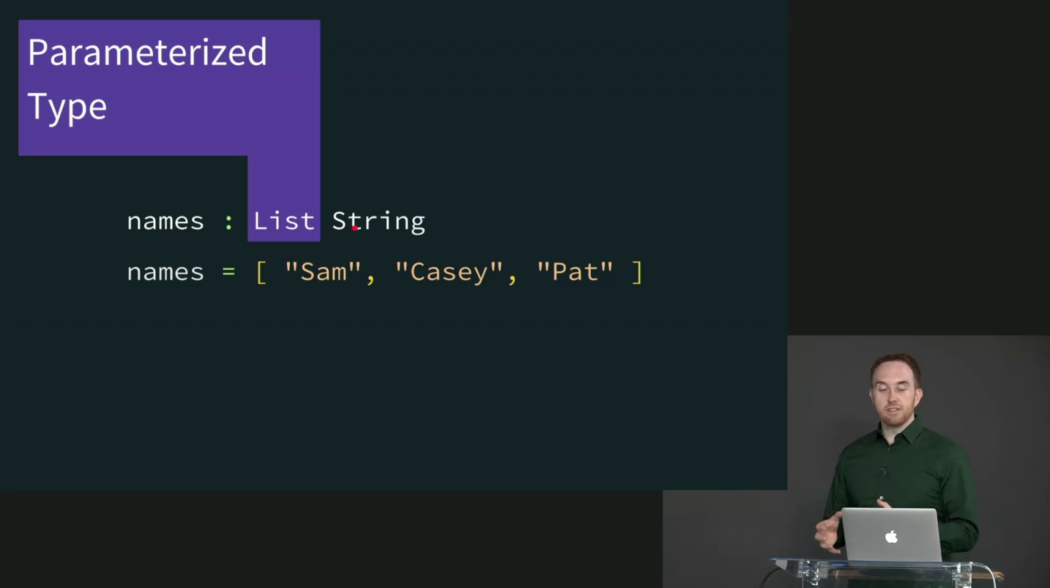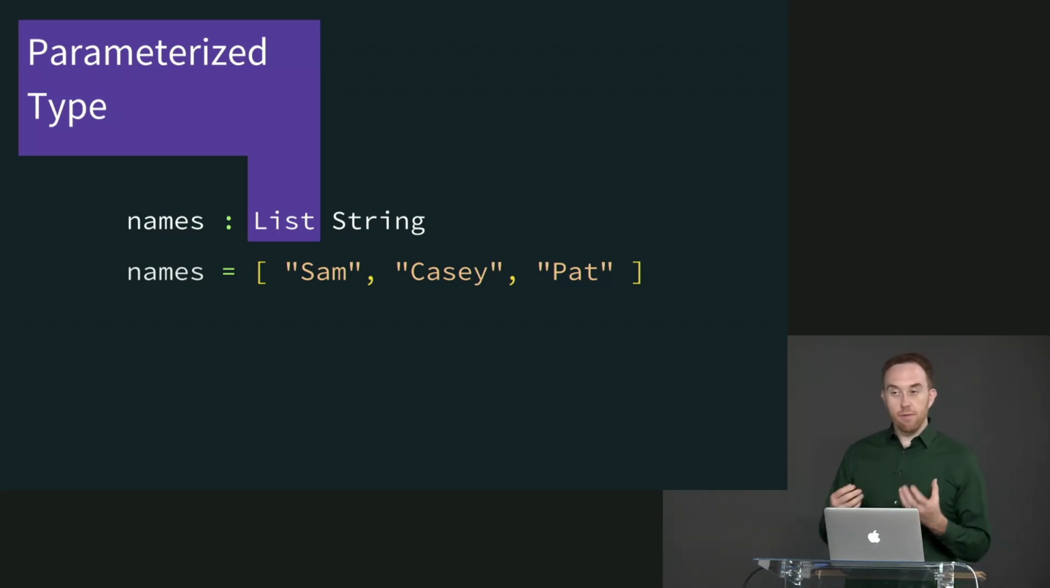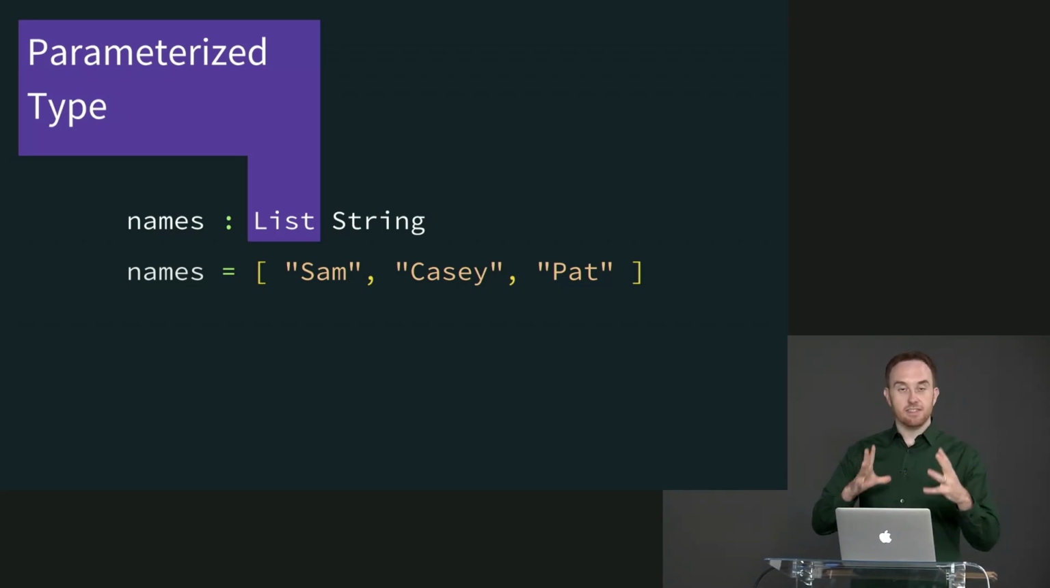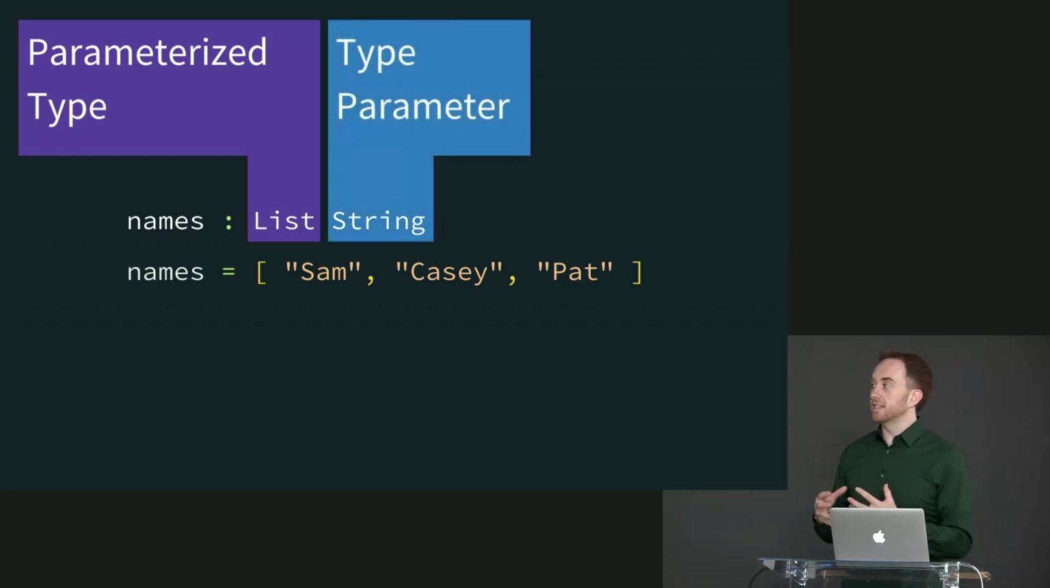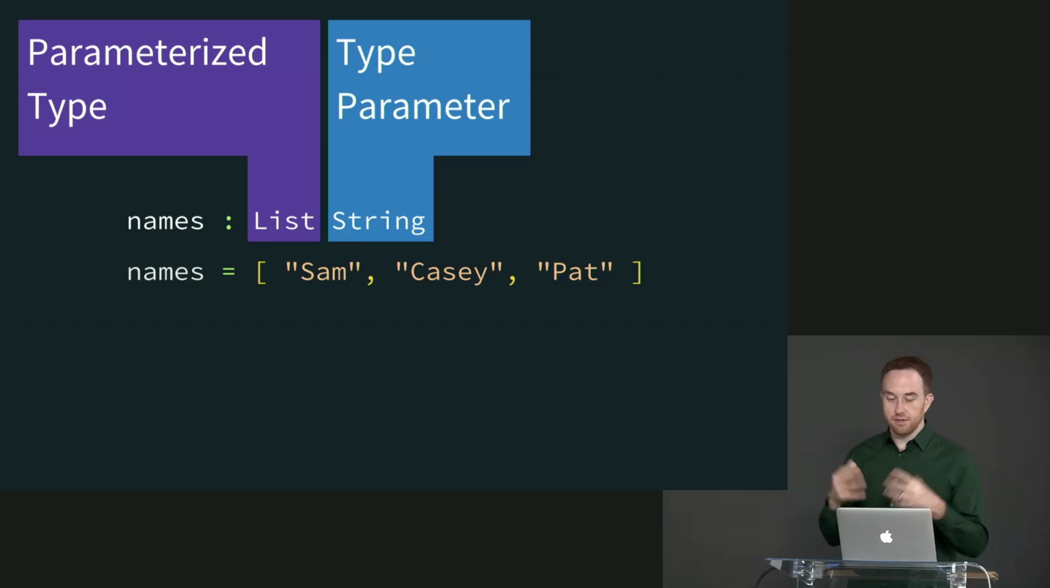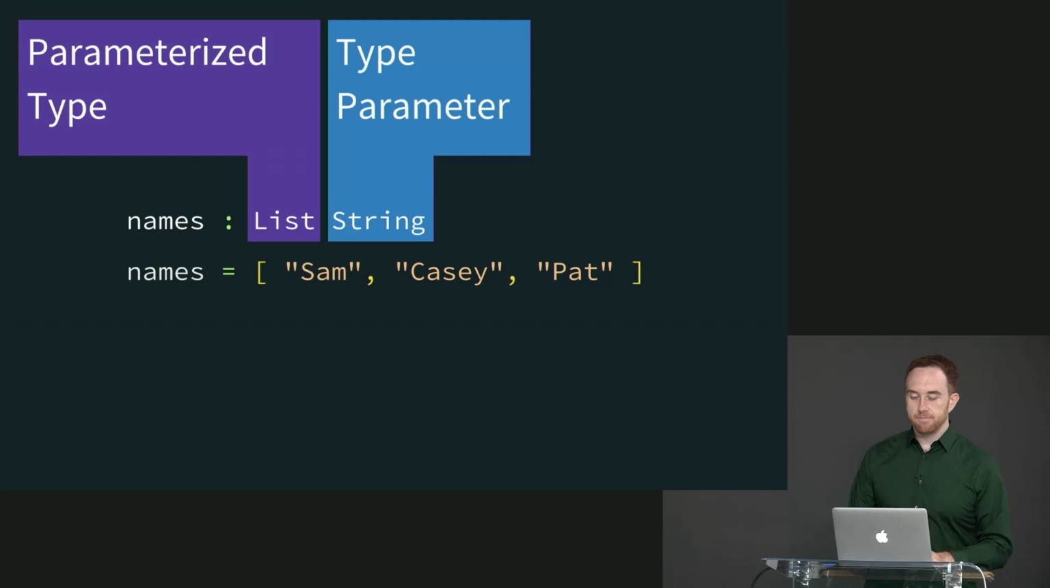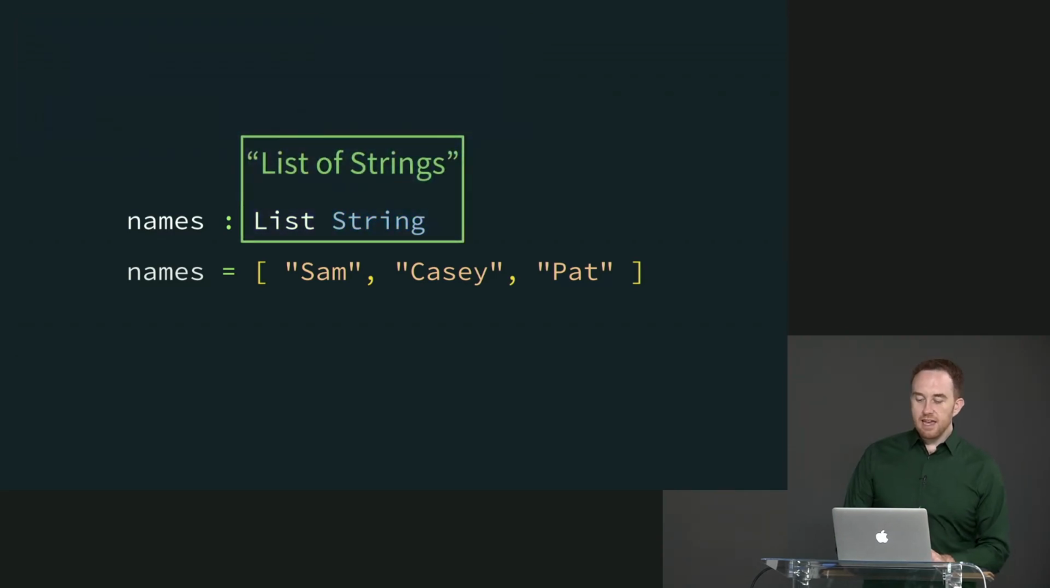That makes lists what's known as a parameterized type. So it's a parameterized type because saying list by itself is not enough. You have to give it some extra piece of information, which is known as the type parameter. So in this case, string is the type parameter that corresponds to the parameterized type of list. And the way that we would read this out loud is this is a list of strings.